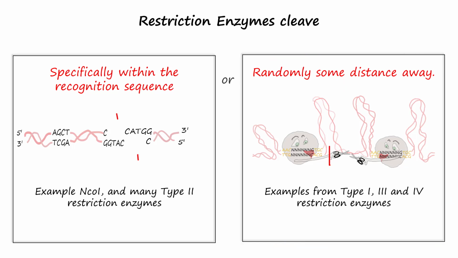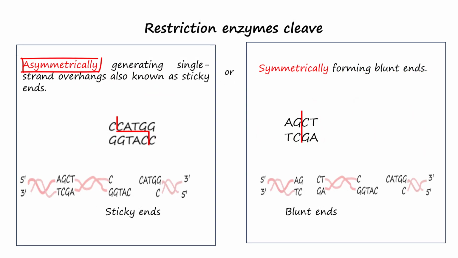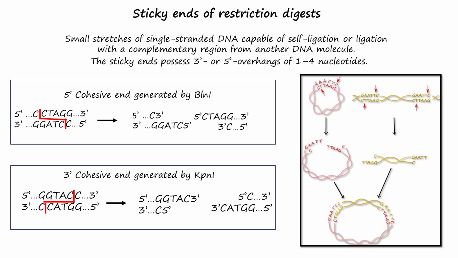Although the enzyme cleaves both strands of a double-stranded DNA, the enzyme is said by convention to make one cut in the DNA. Cleavage is often asymmetrical, generating sticky ends, or less frequently symmetrical, forming blunt ends. Sticky ends are small stretches of single-stranded DNA capable of self-ligation or ligation with a complementary region from another DNA molecule. The sticky ends possess 3' or 5' overhangs of 1 to 4 nucleotides.